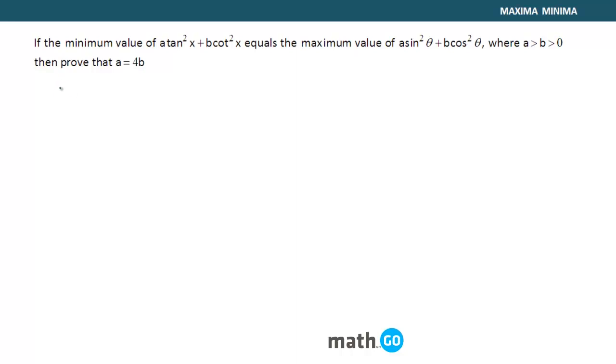So let's say a function that is given to you is f(x) = a tan square x plus b cot square x, right? This is given to you, and it is said that the minimum value of this particular function is equal to the maximum value of the other function, right? Maximum value of this other function, which is in terms of a, b and theta, right? Clear? So let's first of all find the minimum value of this function. Okay, so how will you find the minimum value of this function?